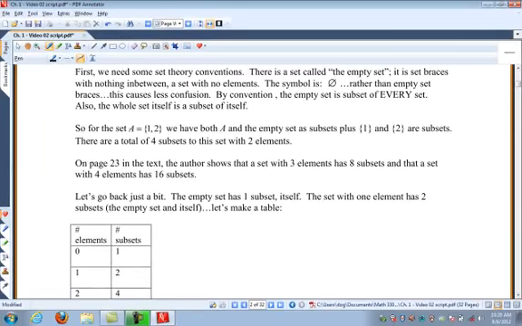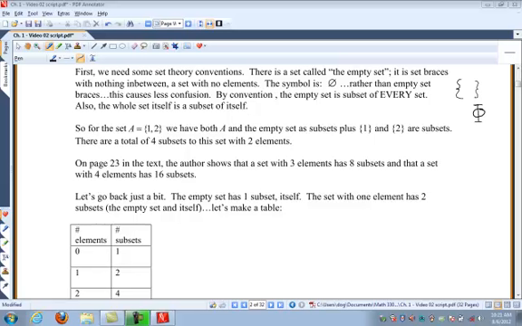First, preliminary, we need some set theory conventions. There is a set called the empty set. It is set braces with nothing in between, which causes some problems sometimes. So we usually use the symbol, a big circle with a slash through it. I write it like this, rather than the empty set. By convention, the empty set is a subset of every set. Also, the whole set itself is a subset of itself. So there's two subsets right away.